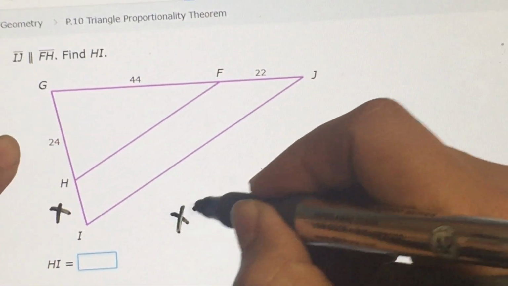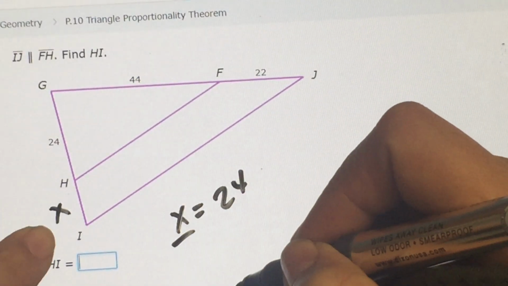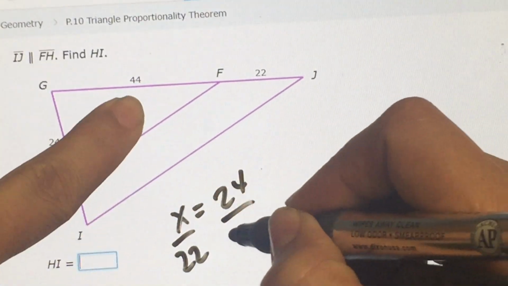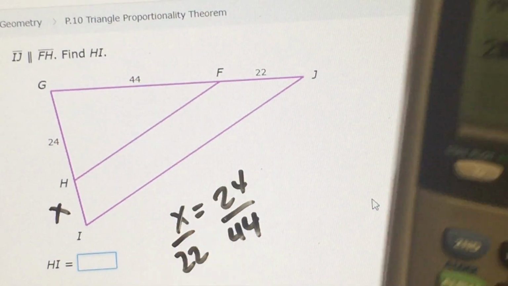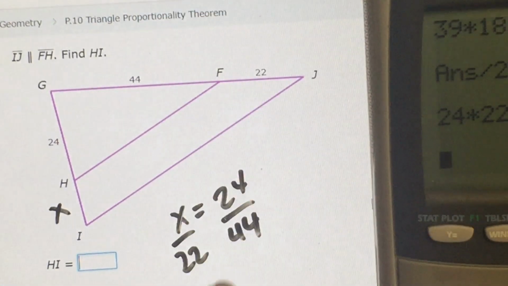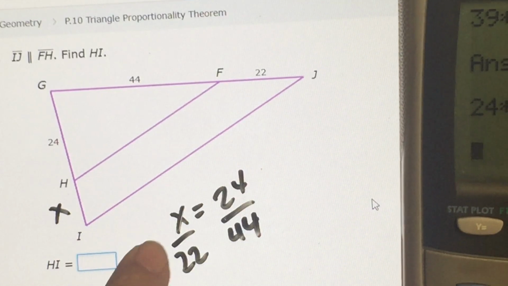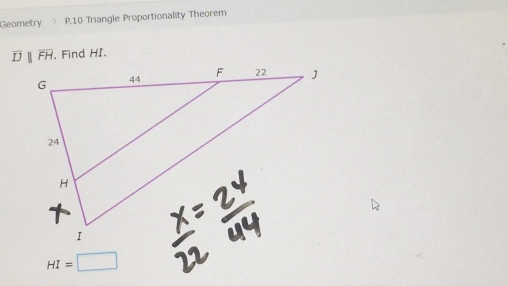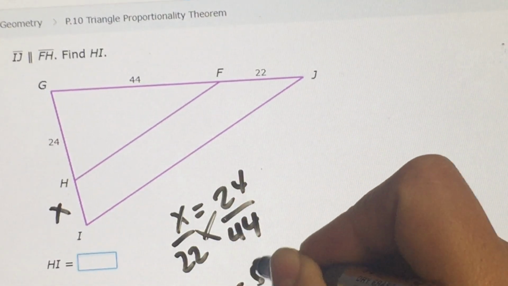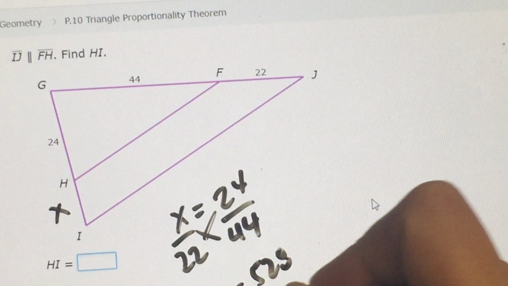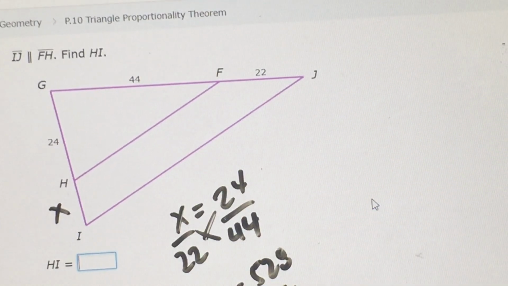Okay, so you're finding HI, so you're going to say x goes with 24, and then the same thing, the bottom 22 goes with the top 44. Cross multiply and divide. So 22 times 24, and then 44 times x, then divide both sides by 44. Just because I don't want to write this out every time, but I'll write it out this one time, okay? 44x equals 528. Divide both sides by 44 to get it alone. So you're basically cross multiplying and dividing every single time. So 528 divided by 44 equals 12.